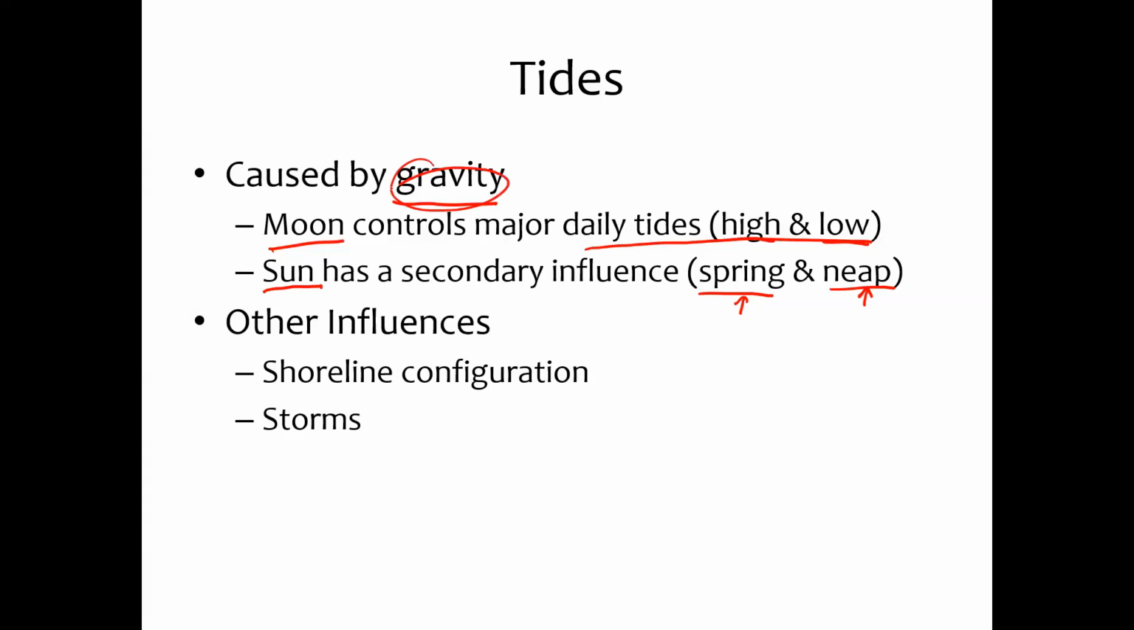There are other influences though. Tides can also be affected by the shoreline configuration and how the water will pile up along shorelines of different shapes, and also storms, because storms are associated with systems of low pressure, which tends to suck up just a little bit of water in a lens underneath that storm. So when big storms like hurricanes hit, they carry with them a storm surge that's somewhat related to tides, but certainly not caused by gravity in the same way.